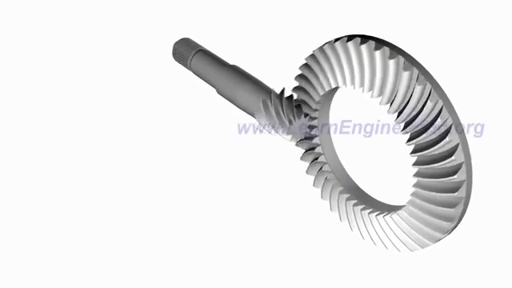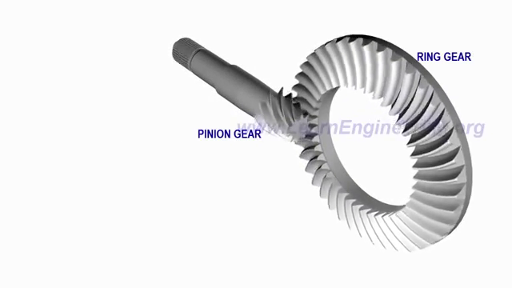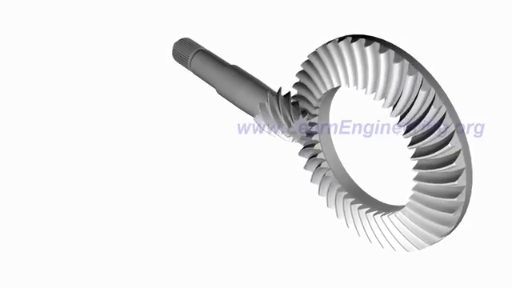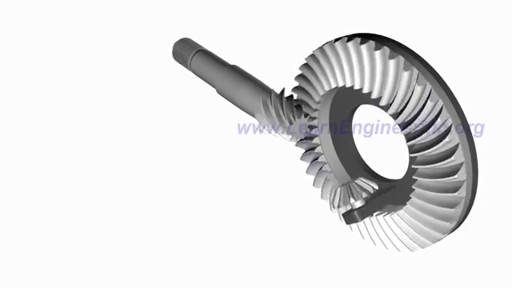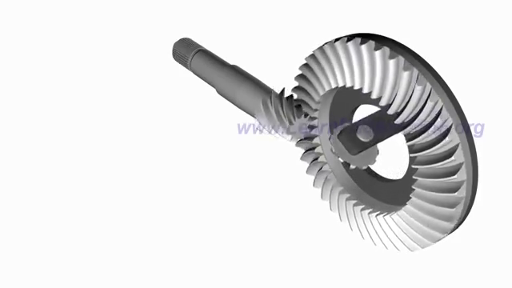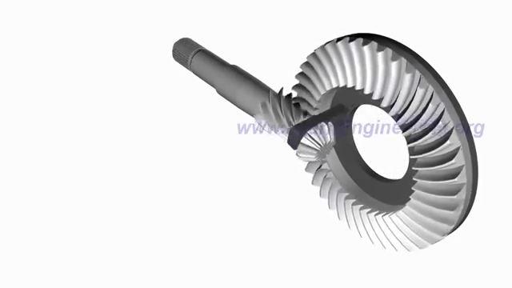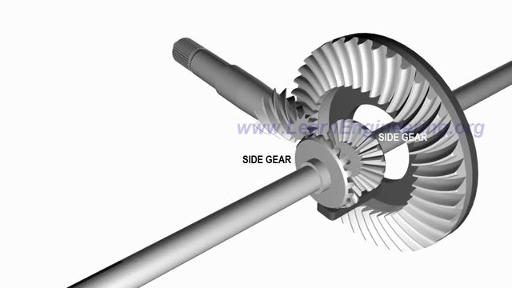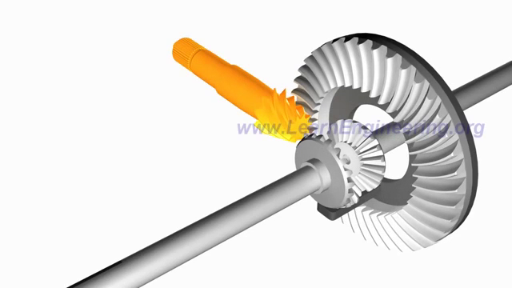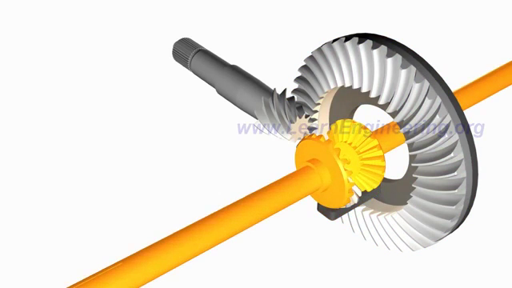Power from the engine is transferred to the ring gear through a pinion gear. The ring gear is connected to a spider gear, which is at the heart of the differential. Spider gear is free to make two kinds of rotations, one along with the ring gear, and second on its own axis. Spider gear is meshed with two side gears. So, power from the engine flows from the pinion to the left and right wheels as shown.